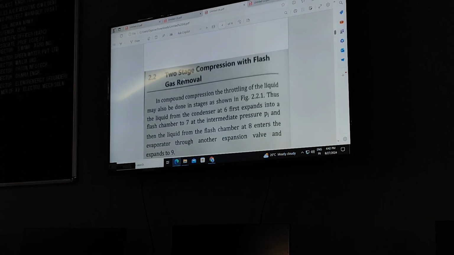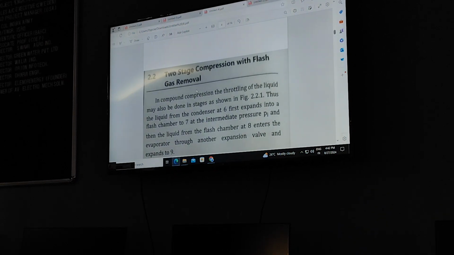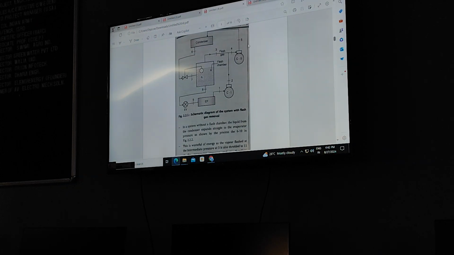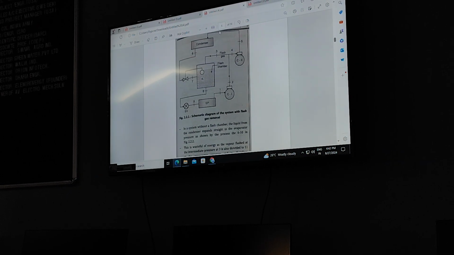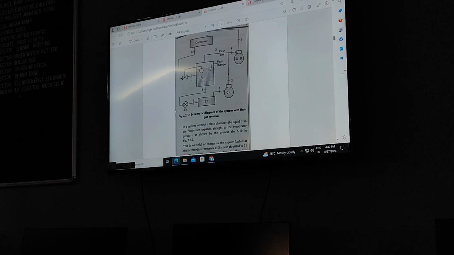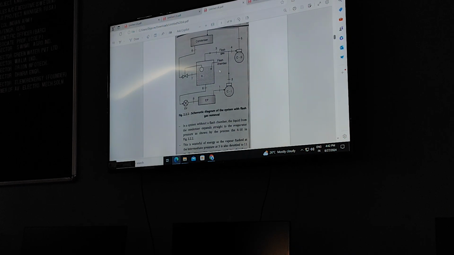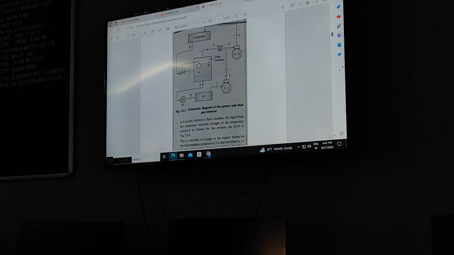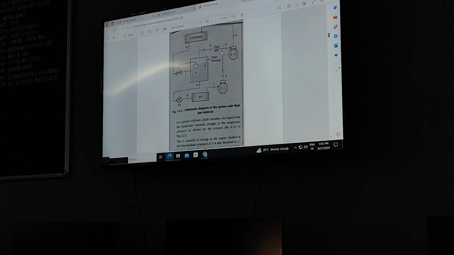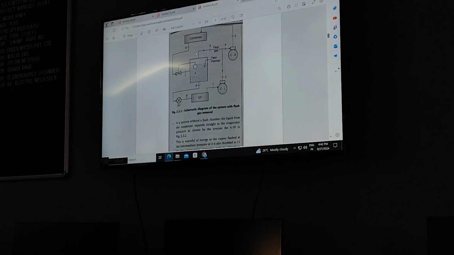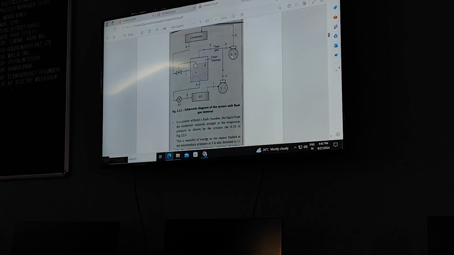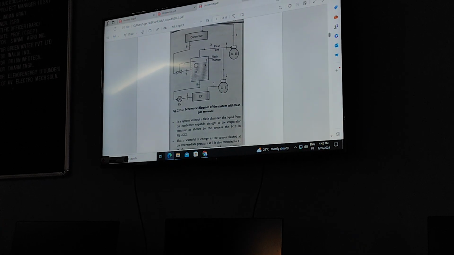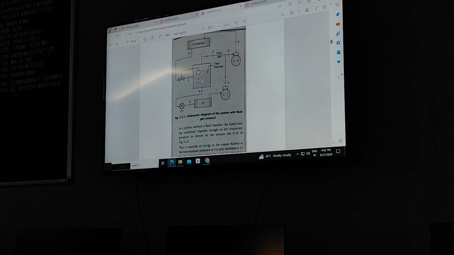First point is the two-stage compression with flash gas removal. In this, we are using two compressors, a single evaporator, a single condenser and two expansion valves. This is the flash chamber, from where cold vapor is mixed with hot vapor of the first compressor and intercooling happens. And then collectively we are sending it to the second compressor, then to the condenser and then back here to the flash chamber.